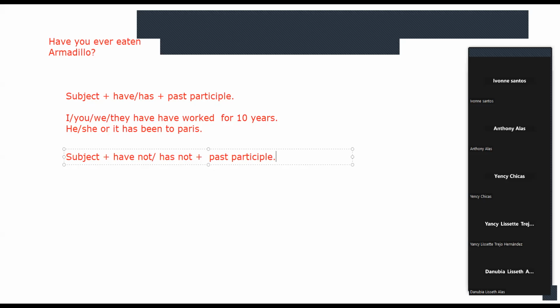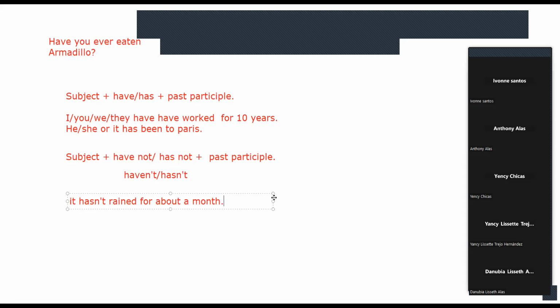So, I have found. We have found. I haven't: contraction of have not. Hasn't: contraction of has not. How do you say "no ha llovido"? It hasn't rained. Remember, third person. It hasn't rained for about a month.